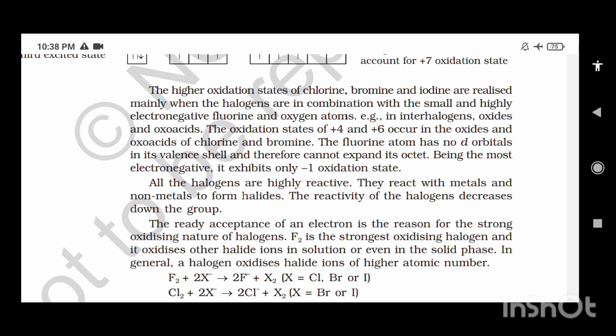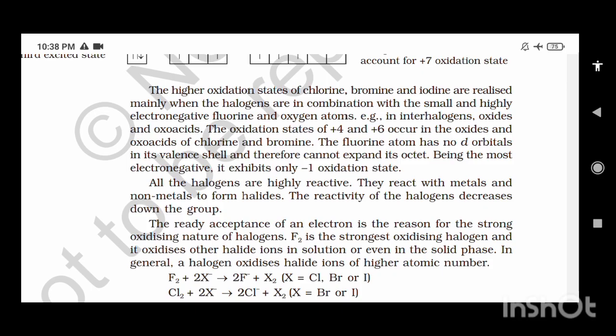The oxidation states of +4 and +6 occur in the oxides and the oxoacids of chlorine and bromine. The fluorine atom has no d orbitals in its valence shell and therefore cannot expand its octet. Being the most electronegative, it exhibits only the -1 oxidation state.